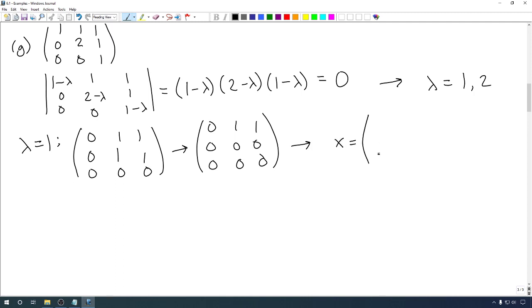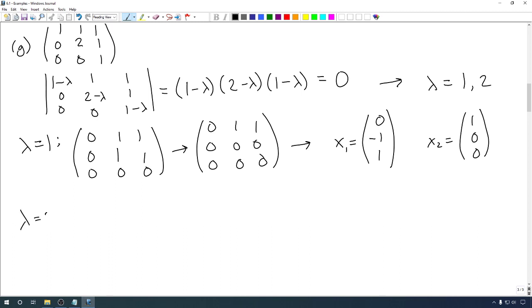One where we keep, let's let z equal 1, which is going to actually force y to be negative 1 because y plus z equals 0. But we'll let x be 0. So we'll call that x1. And another vector, this time we'll keep z equal to 0, which will force y to be 0 as well, but this time we're going to let x equal 1. Both of those are eigenvectors corresponding to 1, but they are independent of each other. The eigenspace is the span of these two vectors.